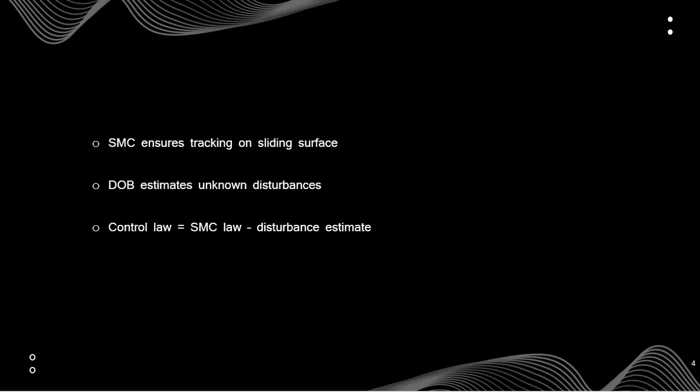The idea is simple. The sliding mode controller ensures tracking, while the DOB estimates disturbances. The final control input is the standard SMC law minus the estimated disturbance, which effectively cancels it out.